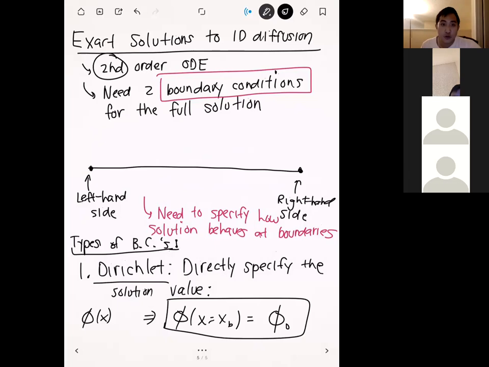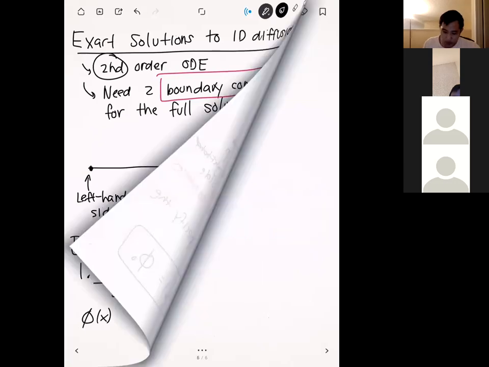And so here I have a Dirichlet boundary condition of phi naught. What this means is that when we're on the boundary x b, then the solution has to be phi naught. Once we actually do an example, this should become a bit more clear. But for now, are there any questions on this? All right, so that's the first type of boundary condition.